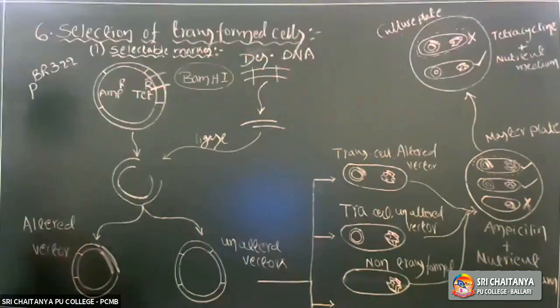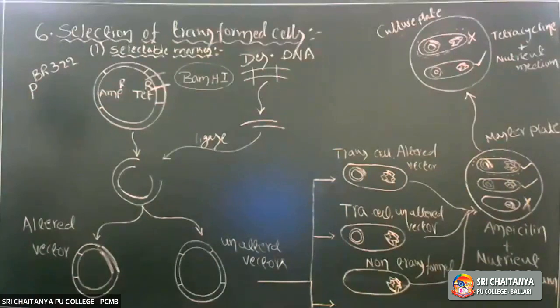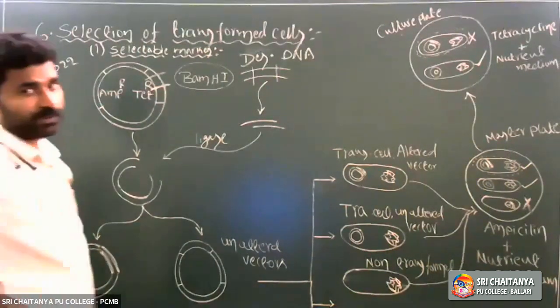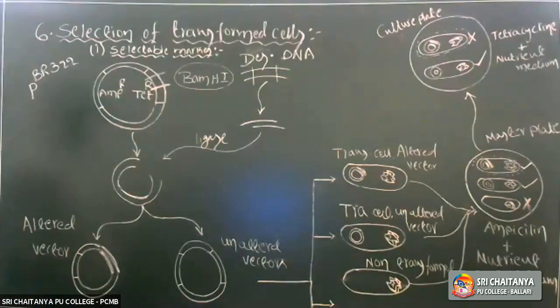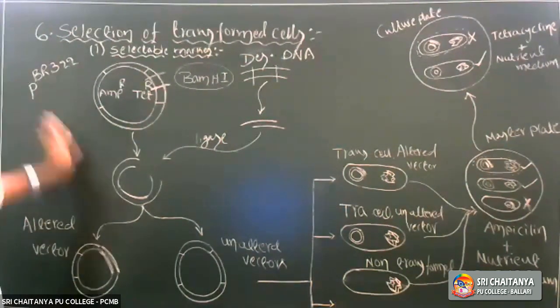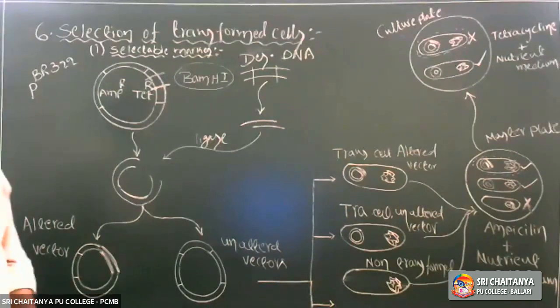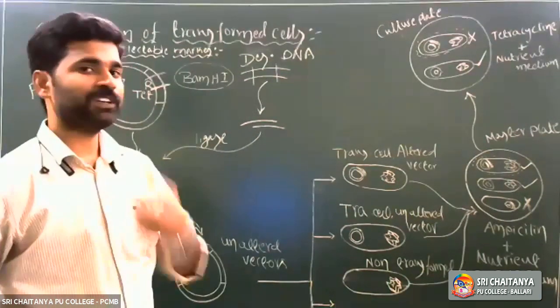But it is a hard, cumbersome procedure for the selection of transformed cells from the non-transformed cells. Cumbersome procedure means hard procedure. All right. Then the second method again. Why is it difficult? Why is it a cumbersome procedure? Why is it a hard procedure?